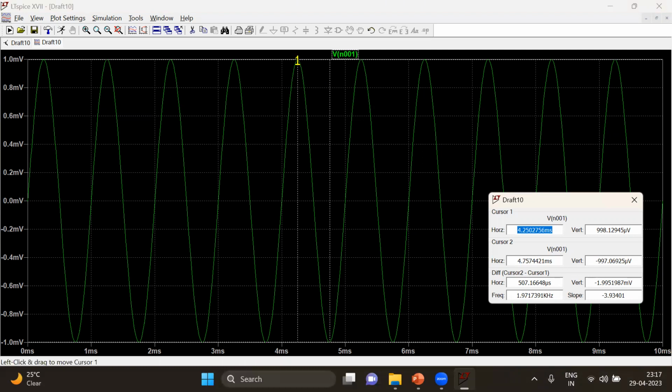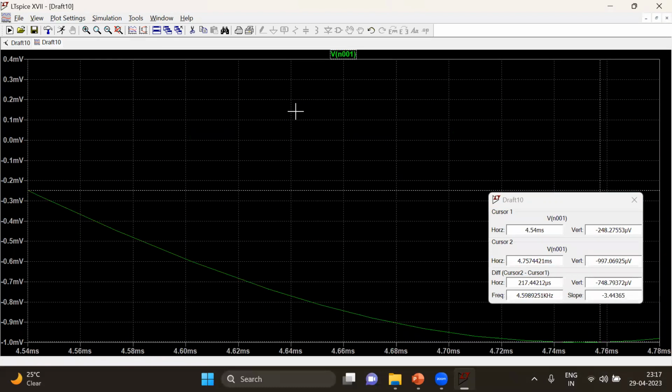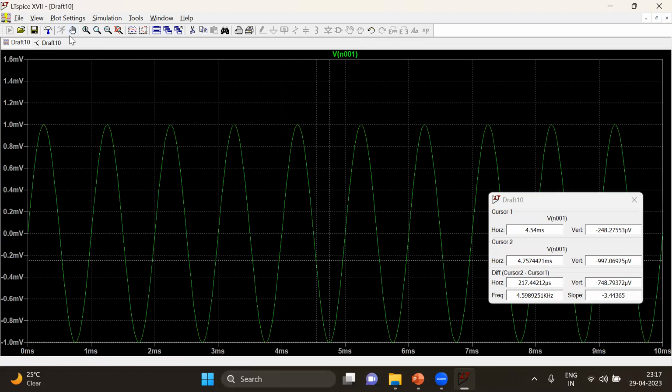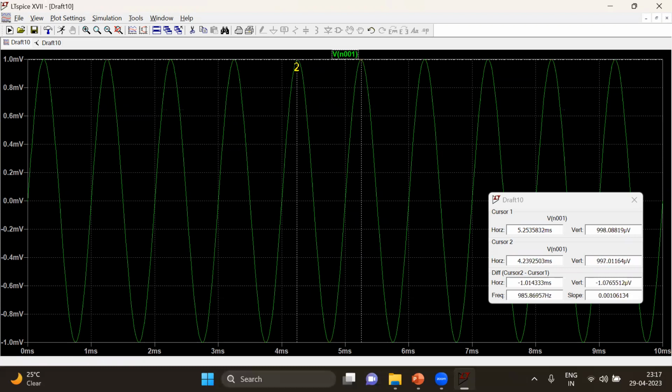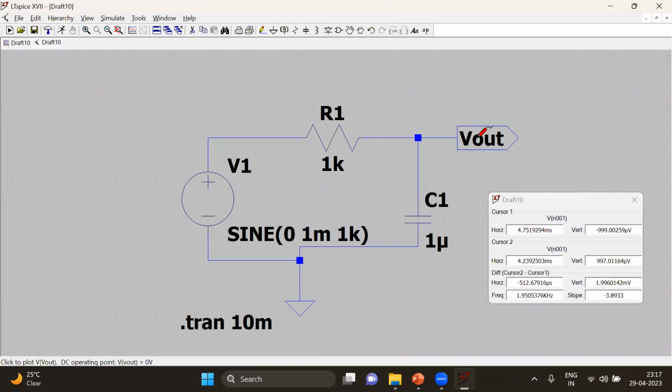I have taken cursor 1 up. So you can take cursor 1 down and cursor 2 up, and you will be able to see the positive value. So it is almost 1.98, that is 2 millivolt. 1.99 means 2 millivolt. Now let us check what is the output voltage. Click on the output voltage V out.